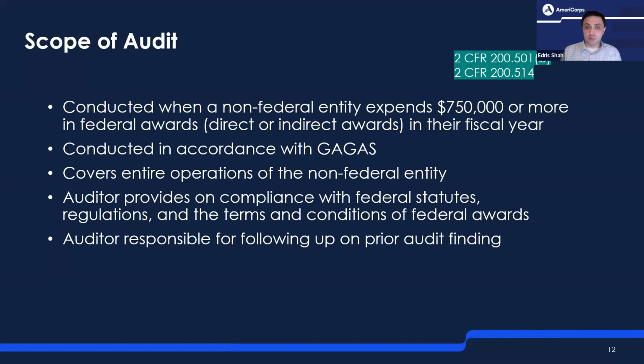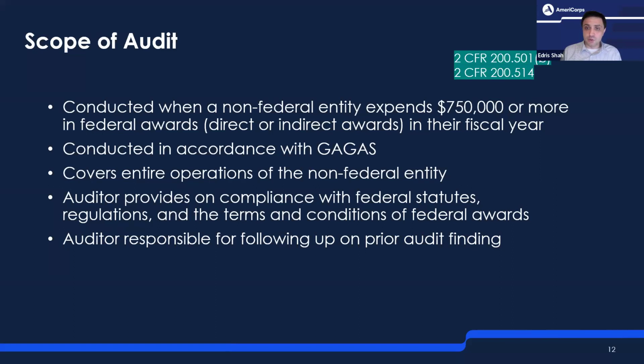And so, auditors provide an opinion on whether financial statements are presented fairly. So it's not just the financial statements, but also the compliance with the federal statutes, regulations, and conditions of the federal award. Before I advance to the next slide, I did mention the $750,000 threshold.